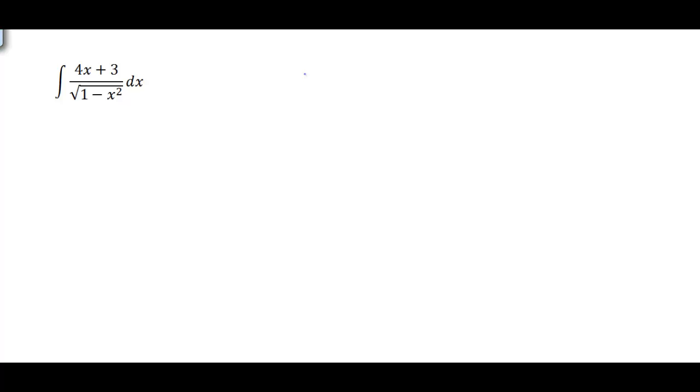So here we're going to have to use one of our techniques we've learned in the past, and that is to split this into two integrals. So if I split this to 4x over the common denominator, 1 minus x squared, and then I can add that to the second integral, take the 3 over the common denominator, square root of 1 minus x squared, and we can look at these two separately.